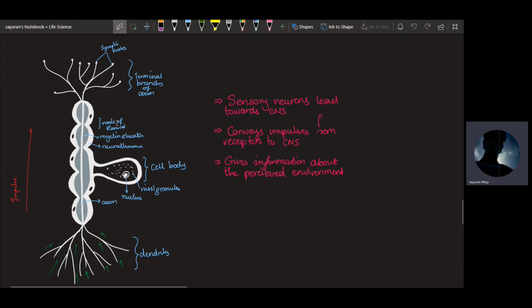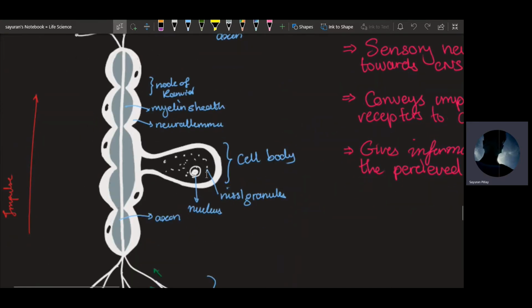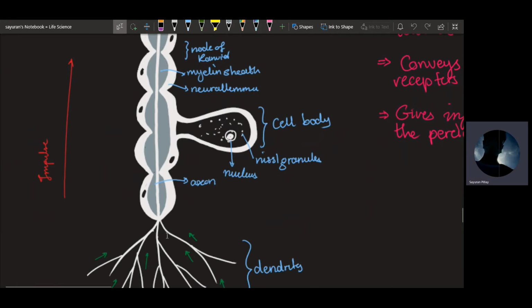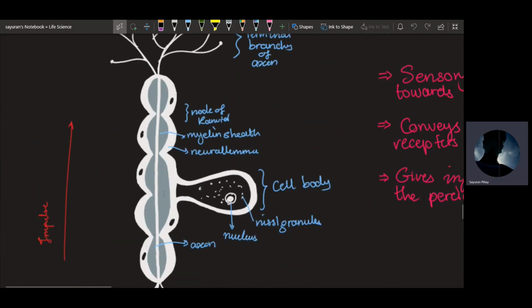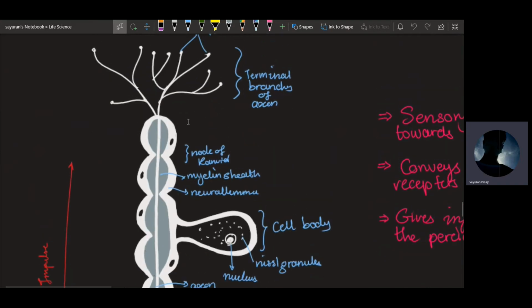Okay, you can see the node of Ranvier there, the myelin sheath covering the axon, your cell body with your Nissl granules and a nucleus. Right, they can ask you for any of the labels. Impulse goes again from the dendrites through the cell, away from the cell body, through the axon to the synaptic knobs to transmit the impulse, right?